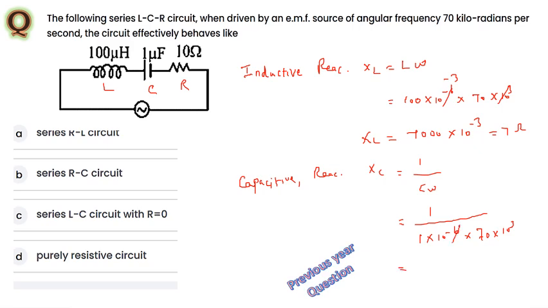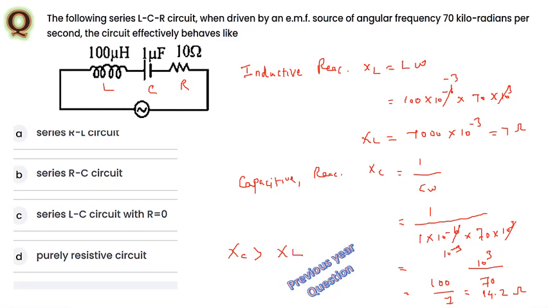If you cancel 10 power minus 3 and 10 power minus 3, in the numerator this will become 10 power plus 3, divided by 70. So one zero will be cancelled here. So what you are going to have here is 100 divided by 7. So 100 divided by 7 will become approximately 14.2 ohm.